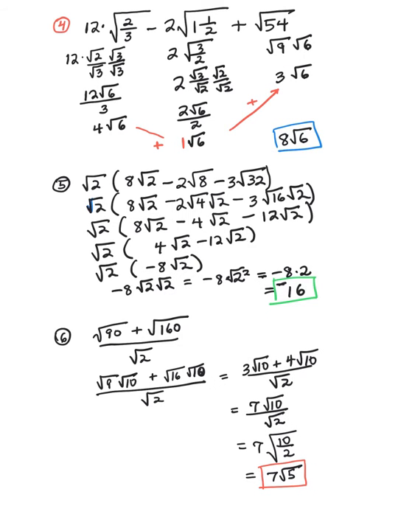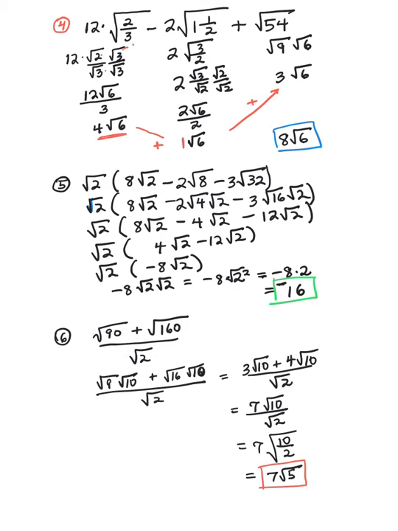I've written out the solutions for you. In number 4, I split up the first one, the square root of 2/3, into the square root of 2 over the square root of 3, rationalized the denominator, multiplied the numerators, got the 3 in the denominator, and this simplifies to 4 square root of 6. In this second part, I rewrote 1 1/2 as the square root of 3/2, separated the fraction, rationalized the denominator, and obtained 2 square root of 6 over 2, which divides through to square root of 6. And the square root of 54 can be simplified into 3 square root of 6.